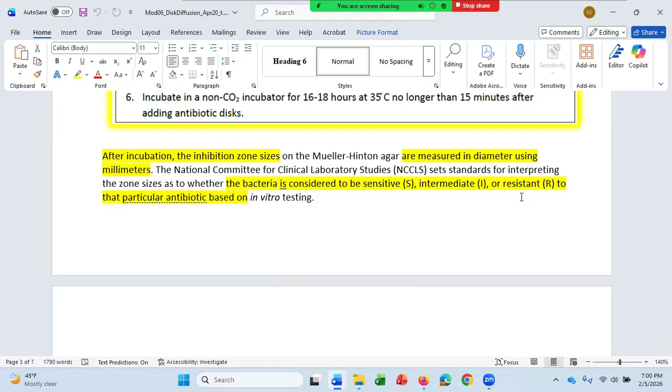If it's smaller than or equal to the resistant size, that bacteria is considered to be resistant. If it is equal to or larger than the size to be sensitive, then the bacteria is sensitive to that antibiotic. And yes, the size can be between sensitive and resistant, and that we call intermediate.